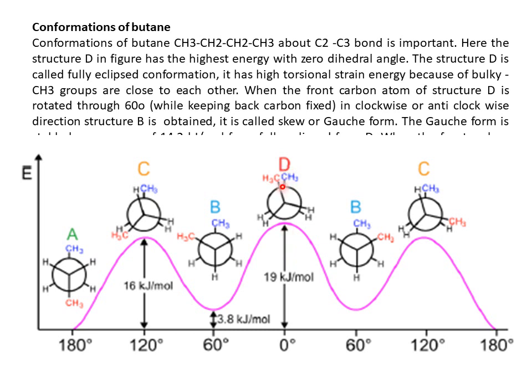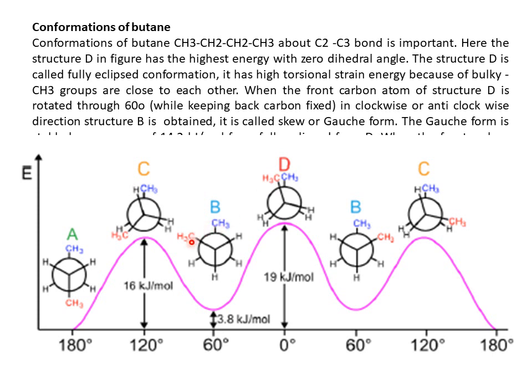This conformation is called the fully eclipsed conformation because the bulky CH3 groups are coming in the same direction with a dihedral angle of 0. Let us look at what happens if you rotate the red CH3 group, the front CH3 group, through 60 degrees in the anti-clockwise direction. This CH3 comes here, and we get the structure B.